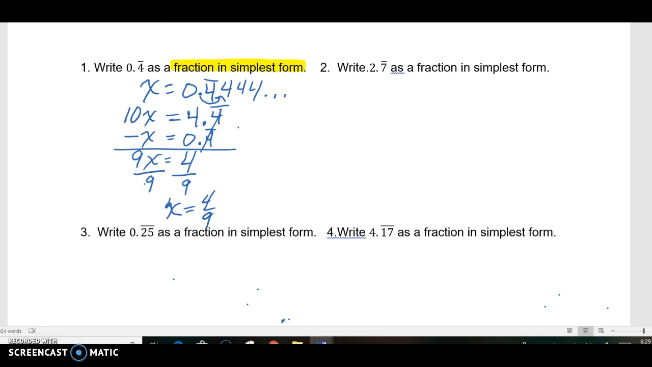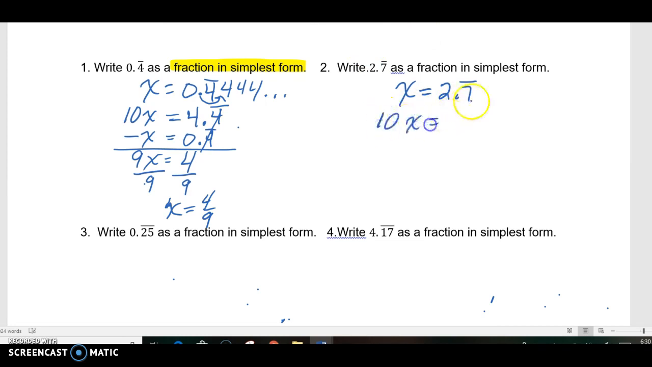All right, let's try that again in number 2. This time, again, our original decimal is 2.7 repeating. Notice that we still have 1 digit that repeats. The only difference here is we do have a whole number in front of the decimal. So that's going to make our work a little bit different. So I'm still just going to multiply by 10 because only 1 place value repeats.